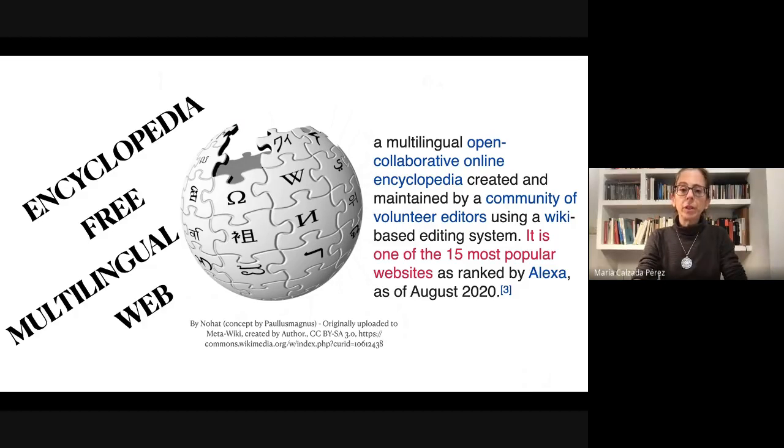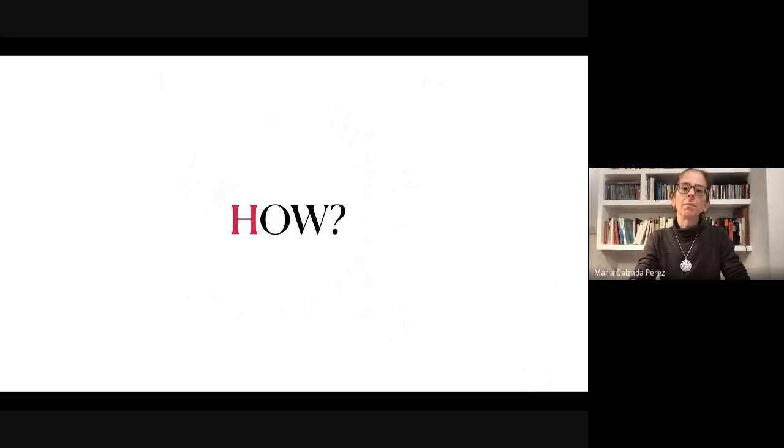I want to study how Wikipedia represents coronavirus because Wikipedia is one of the 15 most popular websites in the world. It is very popular because it is free, it is multilingual, and it is web-based. Wikipedia is an encyclopedia. It describes knowledge, it describes reality, and when doing so, it builds knowledge, it builds reality.